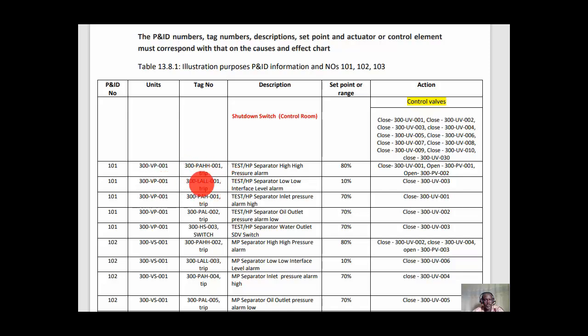Take for example the P&ID number 101, unit 300-VP-001, tag number 300-PAH-001 trip. The description is telling us that the test high pressure separator is on high pressure alarm, and the set point for the high pressure alarm is 80%. When the operation is normal, or on hook condition, the valves are all closed. But what happens when there is a trip? Action: 300-UV001 remains closed. 300-PV001 will open.